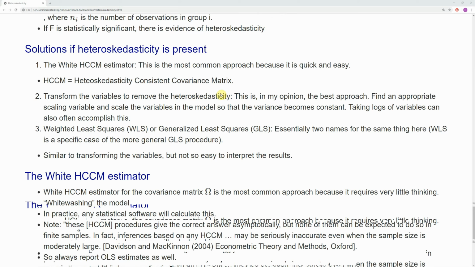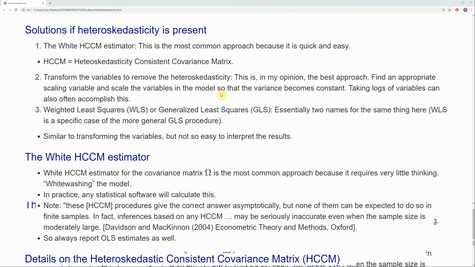So what solutions can we use if we have a case of heteroskedasticity? I have listed three of them here. First one, we use the White HCCM estimator. HCCM is the abbreviation for heteroskedasticity consistent covariance matrix. We'll talk about this more shortly.